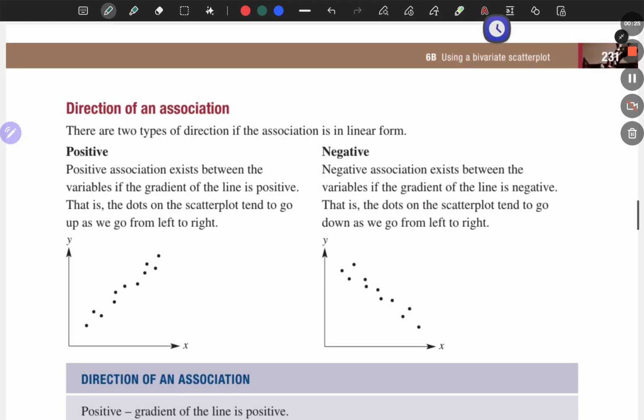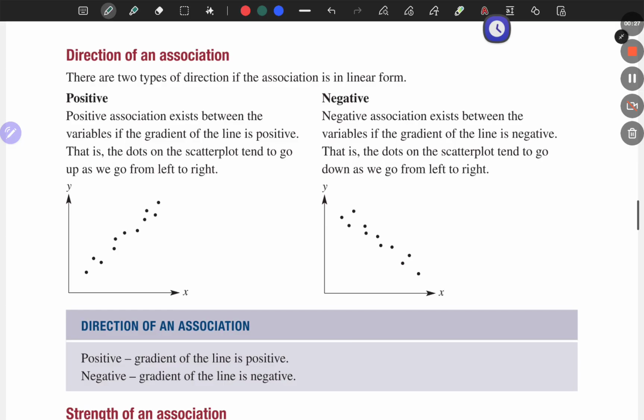The next one we have is positive and negative. Positive, if we look from left to right, is going up, right? So going towards positive, when you're on that high, you're going up. And the negative is left to right, going down, right? So going towards the negative numbers.